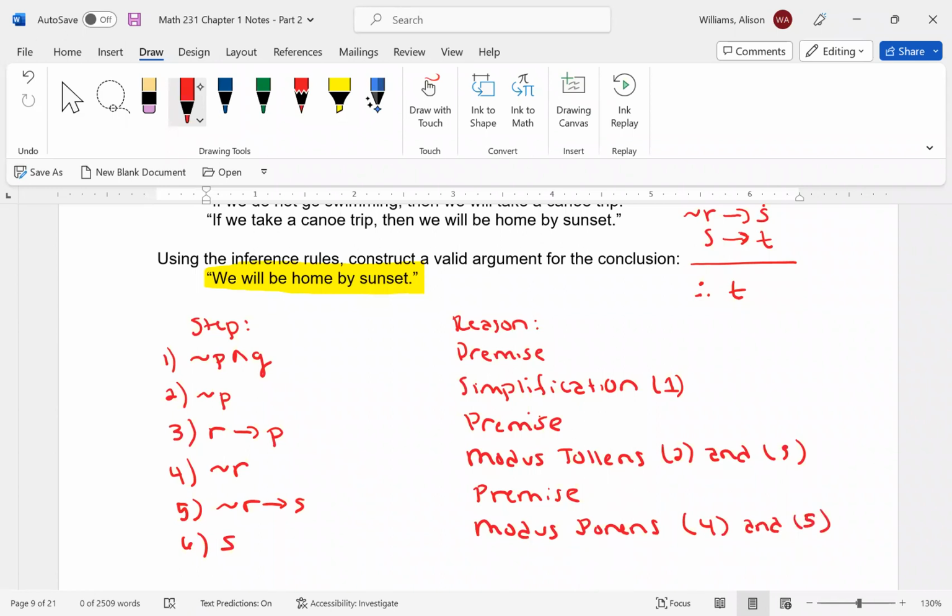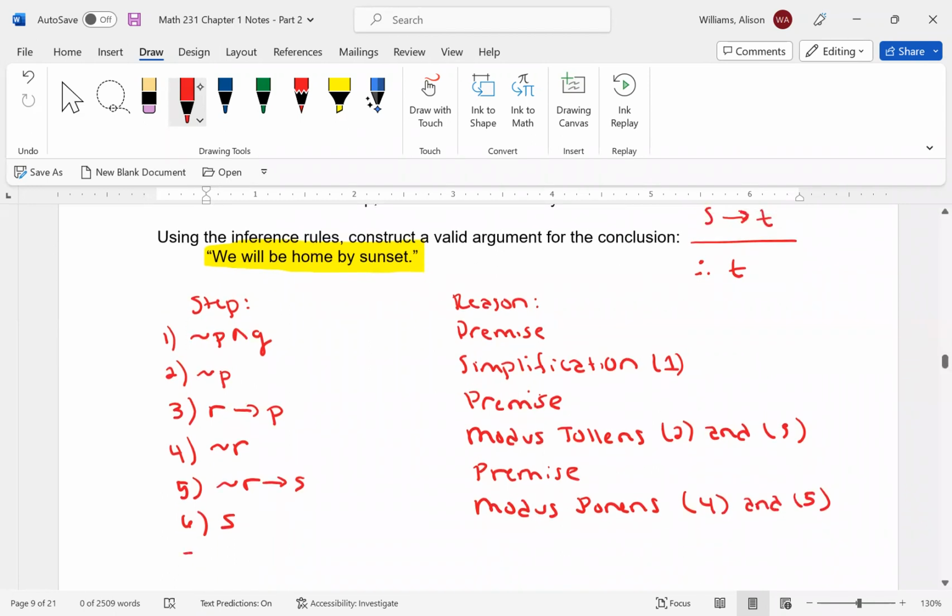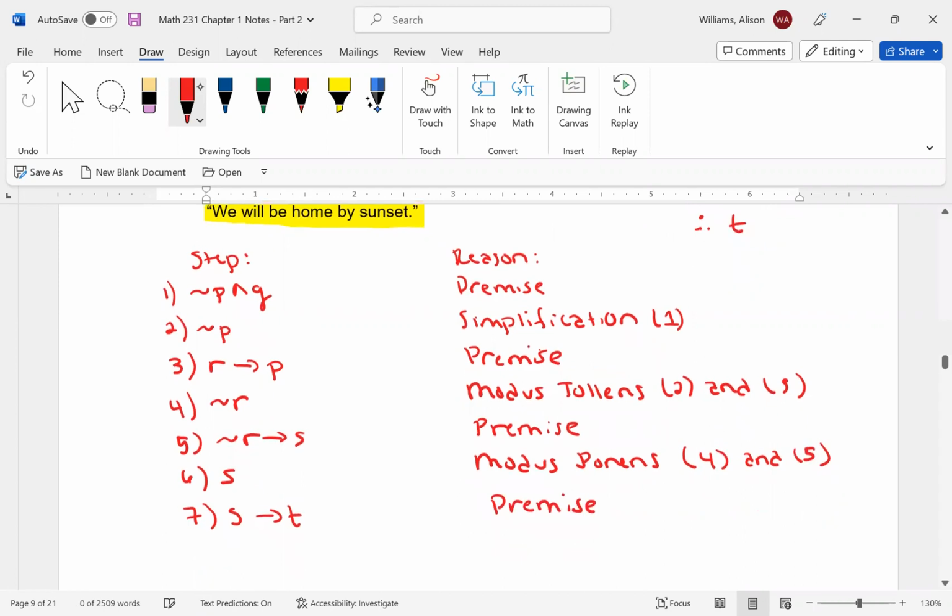Okay, now we're almost there because my last premise includes S. S implies T. That's another premise. So now we can conclude that T is going to happen, again, by modus ponens, using numbers 6 and 7. All right, so we were able to conclude T.